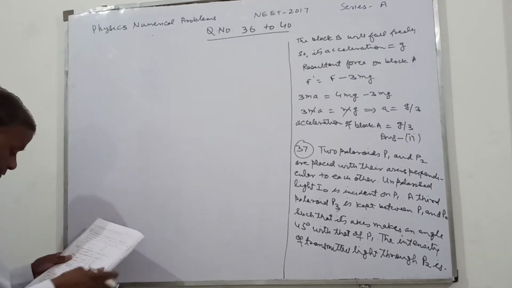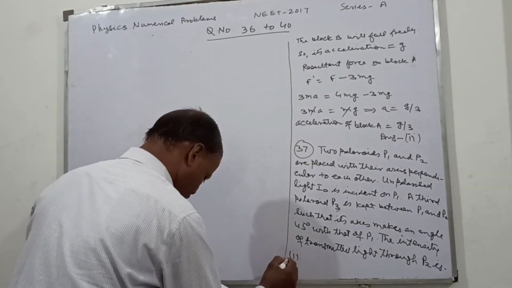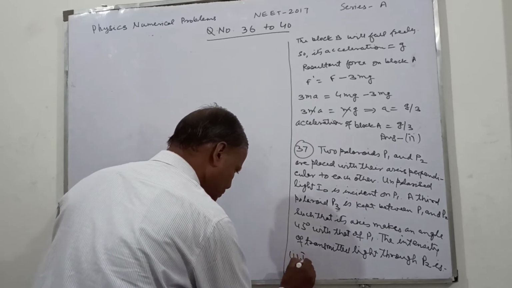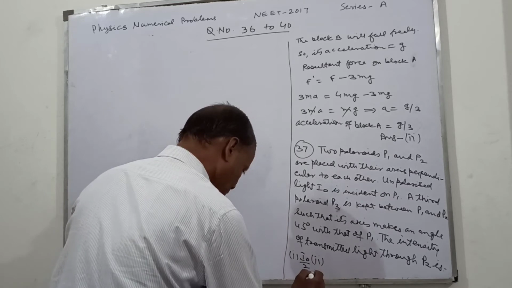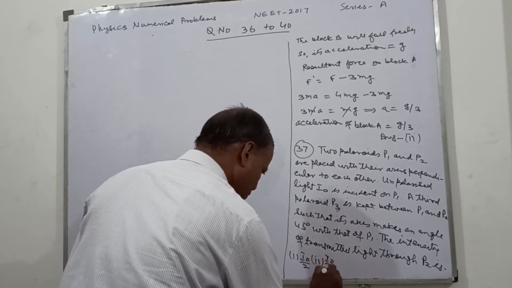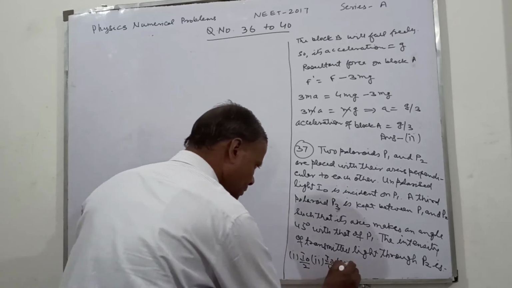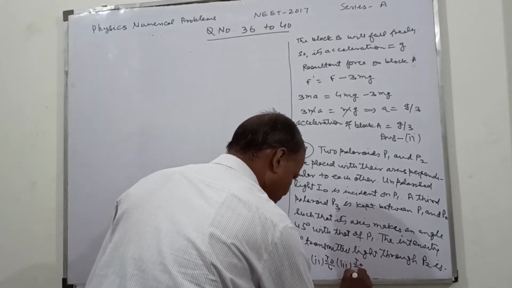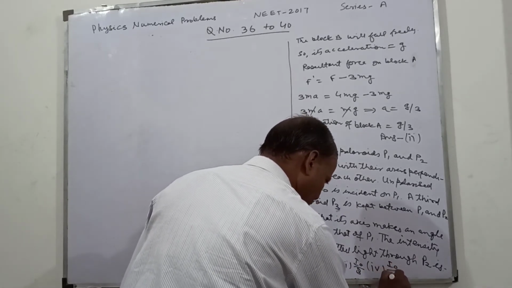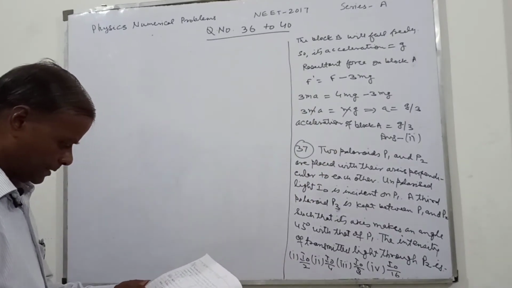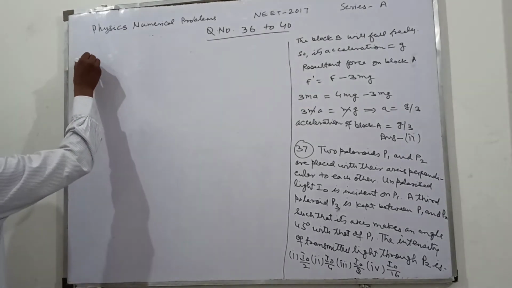Now the options are: first option is I naught upon 2, second is I naught upon 4, third is I naught upon 8, and fourth is I naught upon 16. These are the options. So now, the solution.